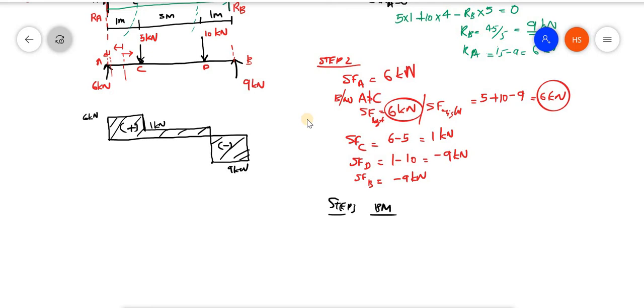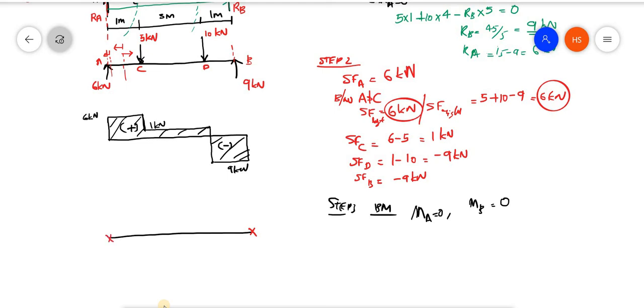Okay, bending moment. Again, we have different points here: A, B, C, D. We know the bending moment at A, denoted as MA, is equal to 0, and MB is equal to 0, because the bending moment at both ends is 0. So I am just marking that first. Here the bending moment at A and B is 0.